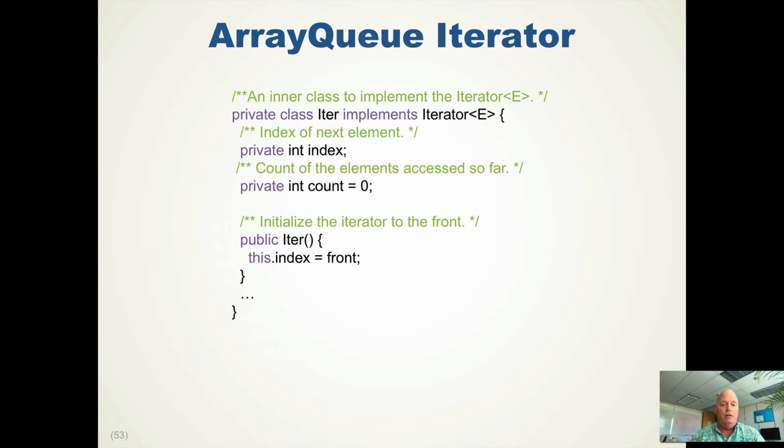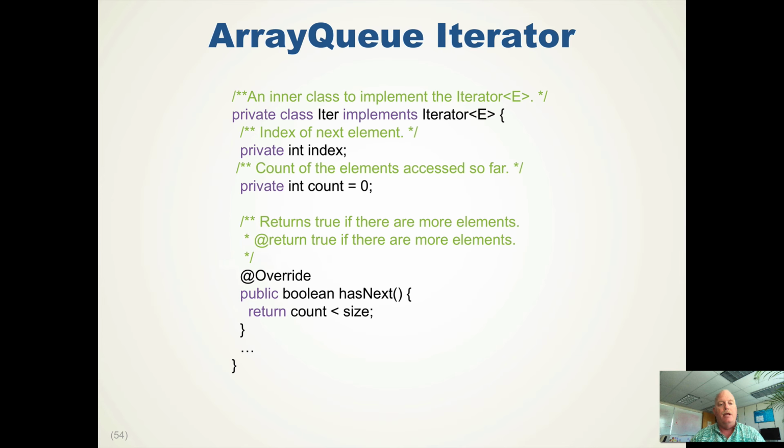We have an iterator on our array queue. We keep track of where we are, and we have to keep track of how many items we've returned. Because it's circular, we can't say, oh, we got to the end of the array. We need to keep track of how many we have returned. So when we initialize the iterator, we say the index is front because that's where we are, and we're going to go around. And then hasNext is just saying, have we seen all the items in the queue? So if count is less than size, it has a next. Once count is size, we have seen them all, and we're done.